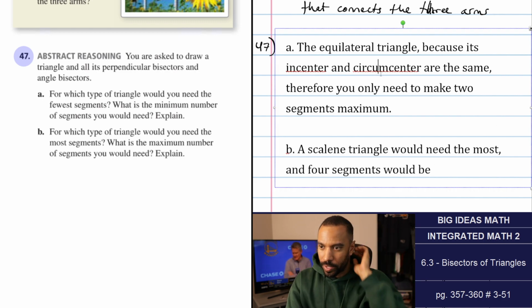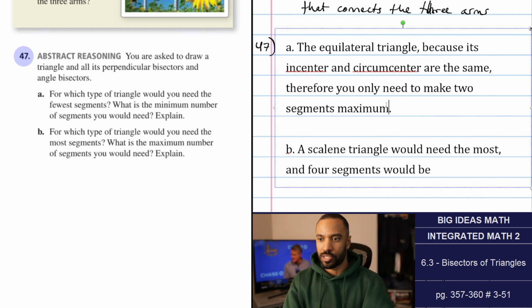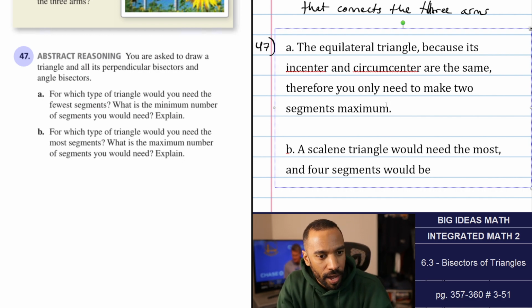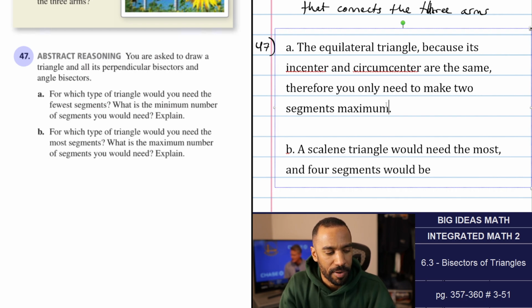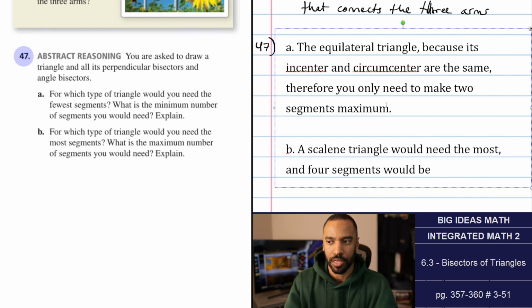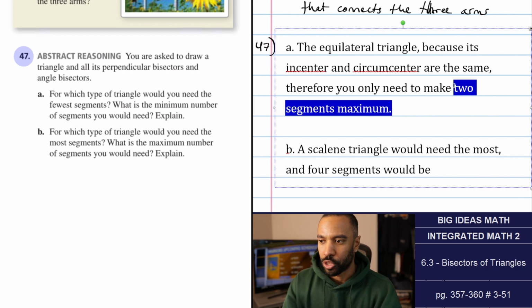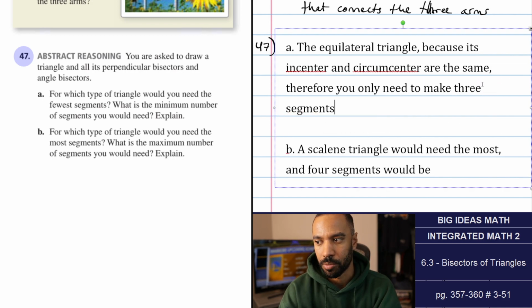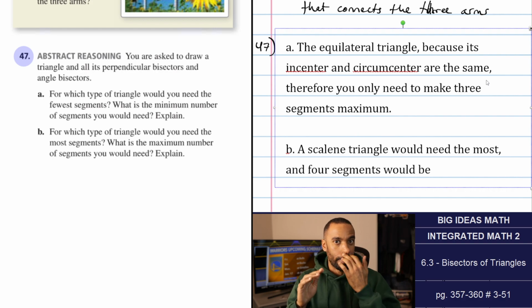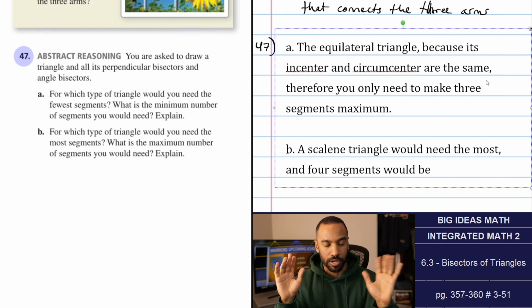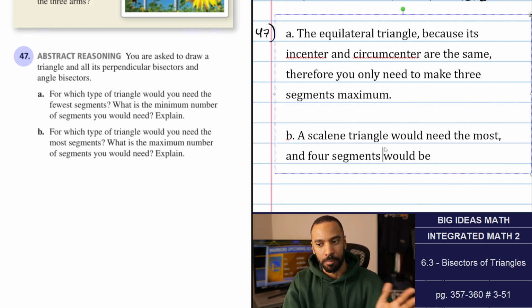Let me think about the first one again. I thought they said you just need to draw the incenter and circumcenter. You need to draw all the perpendicular bisectors and all the angle bisectors. What's the minimum number of segments you'd need? You would need 3 segments. Therefore, you would only need to make 3 segments maximum. So let me say that again. 3 segments maximum. Because those are the segments that are made for the things. The incenters and the circumcenters are the same. So all 3 of them, basically.